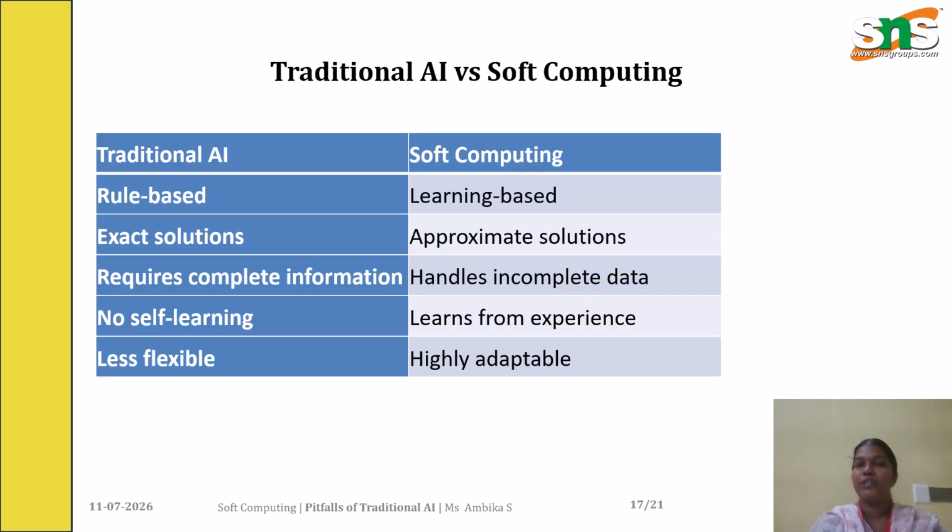The difference between traditional AI and soft computing. Traditional AI is rule based; soft computing is learning based. Exact solutions are obtained in traditional AI, whereas in soft computing approximate solutions are obtained. Traditional AI requires complete information, but soft computing handles incomplete data. There is no self-learning in traditional AI, but soft computing can learn from experience. Flexibility is less in traditional AI, and it is highly adaptable in soft computing.